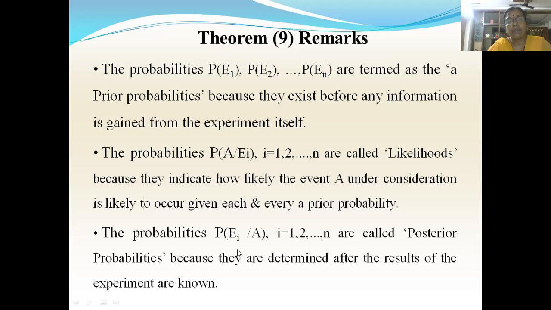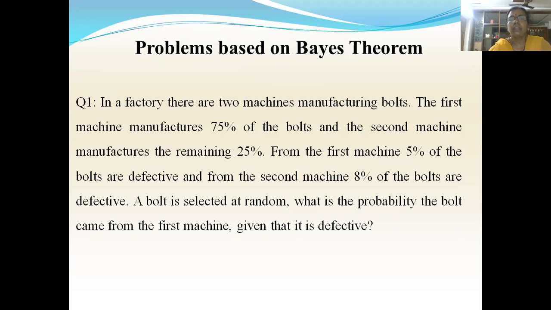And these probabilities P of Ei given A are called posterior probabilities. Posterior means after. They are called posterior because they are determined after the results of the experiment are known. So you have these three terms in this theorem: a priori probabilities, that is the individual probabilities P of E1, P of E2, P of An; likelihoods, P of A given Ei; then posterior probabilities, P of Ei given A. We'll see some problems based on Bayes' theorem.